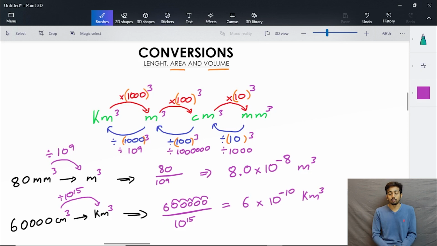These were the basic conversions of length, area, and volume through the conversion chain. And the changes that you can make: for areas, you're going to square; for volume, you're going to cube the multipliers, and that's it. So this is all for today.